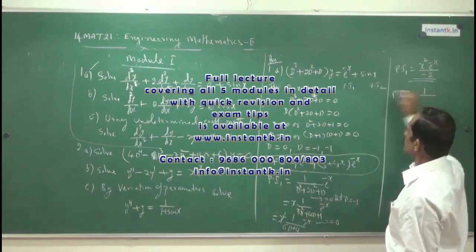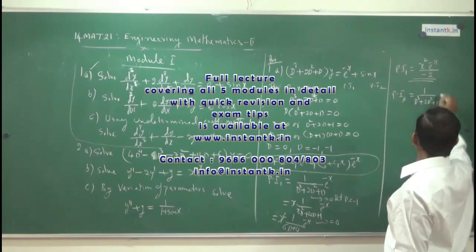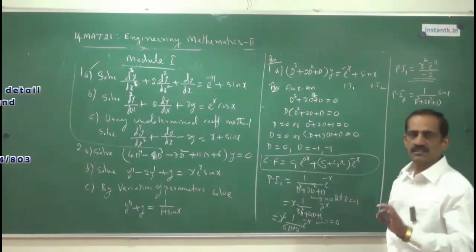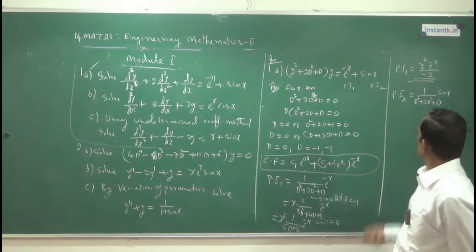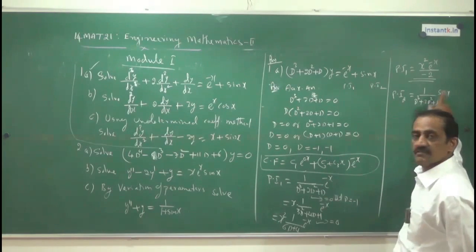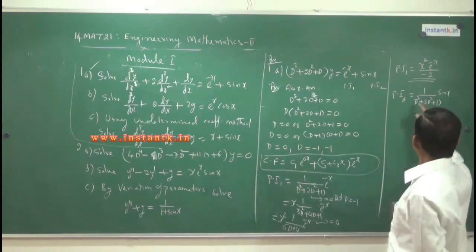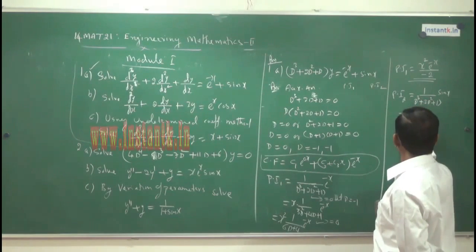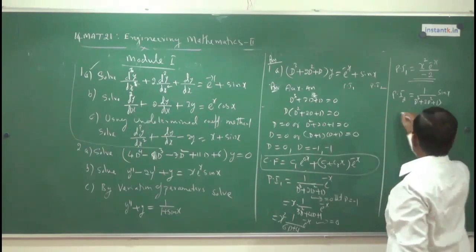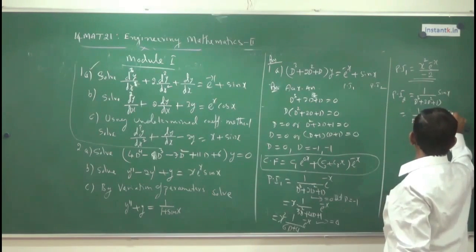PI2 means 1 over, this is same, D cube plus 2D square plus D of, this is sin x. If it is sin ax on the right hand side, what is the method of getting particular integral? For e power x, we replace D by a. For sin x or cos x, we replace only D square by minus of a square. So to make it D square, I'll write this D cube as D square into D. So it is 1 over D squared into D plus 2D square plus D of sin x.